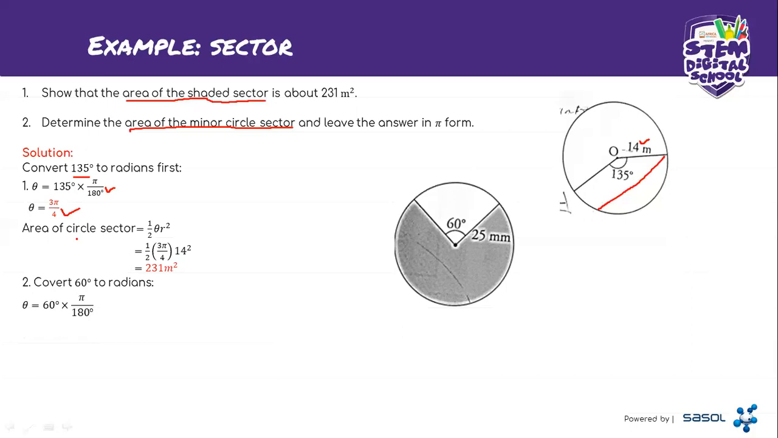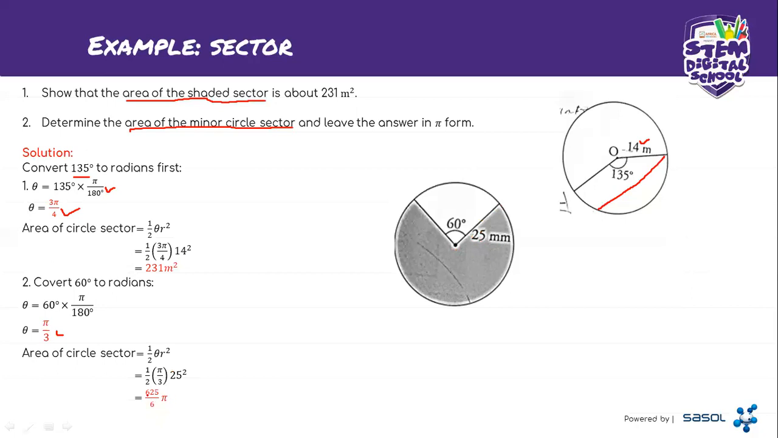Okay. Now let's convert it, because we know the formula that we're using, that 60 we're going to multiply by pi over 180 degrees. Then you just press your calculator. Now our angle is in terms of radians. There we can calculate that particular area of a minor circle sector. Then you write the formula, which is 1/2 theta r squared. Now our theta is pi over 3. And then the r, which is the radius. You can see from the picture here, the radius is 25 millimeters. Then you just substitute your values there.